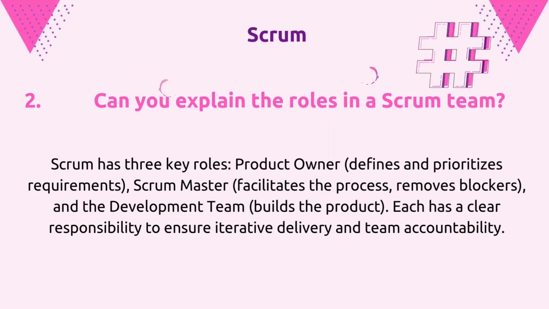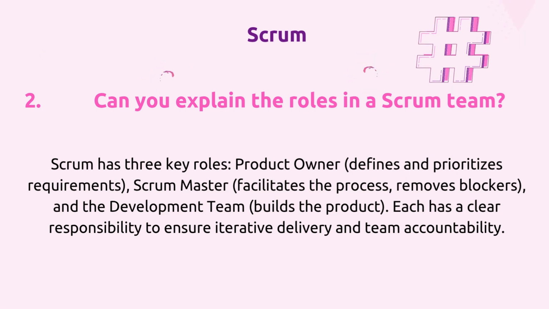Question 2 related to Scrum. Can you explain the roles in a Scrum team? Scrum has 3 key roles. Product owner defines and prioritizes requirements, Scrum Master facilitates the process, removes blockers, and the development team builds the product. Each has a clear responsibility to ensure iterative delivery and team accountability.